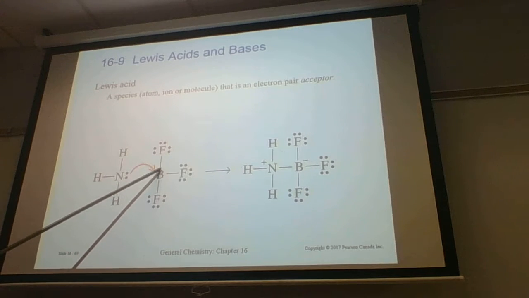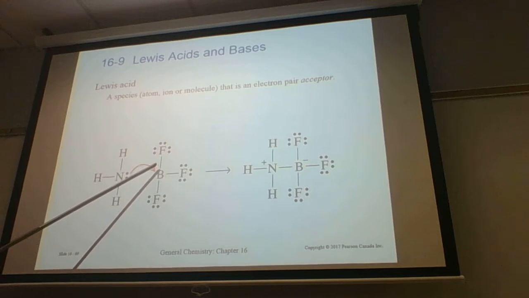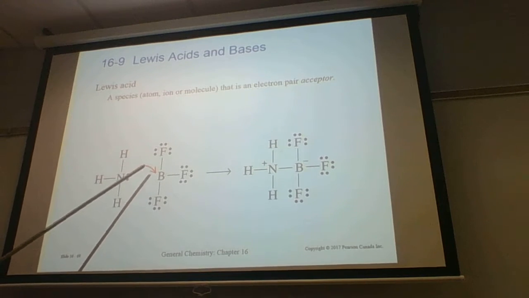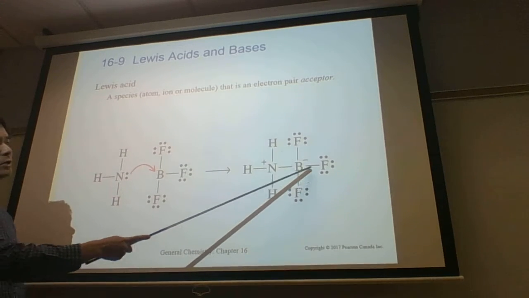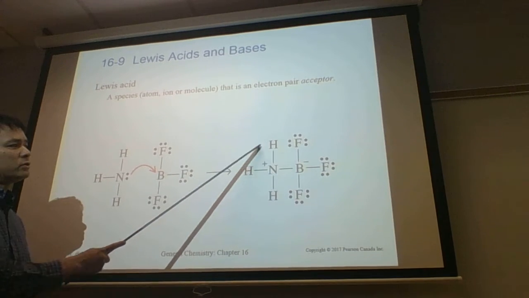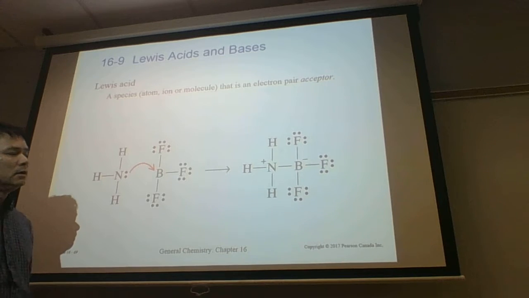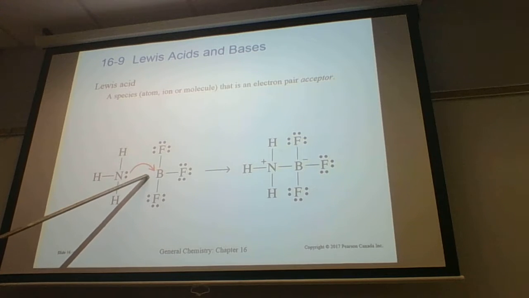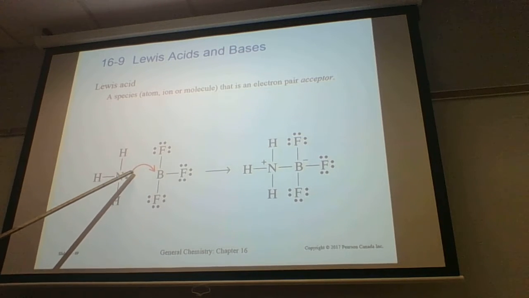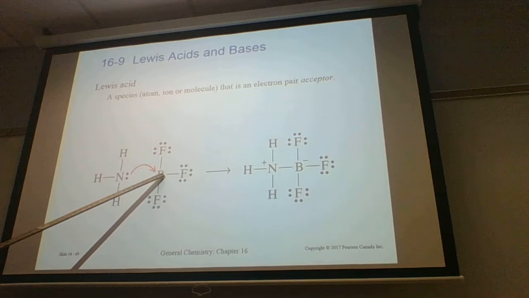There's an empty p orbital. This is sp2, empty p orbital. We have an sp2-p overlap, and then it's going to hybridize to sp3 to minimize the repulsions. So we have this. This is called the Lewis acid-base adduct. For Lewis acid-base reactions, we need some orbitals, or they could also be filled. I've got to kick electrons out.